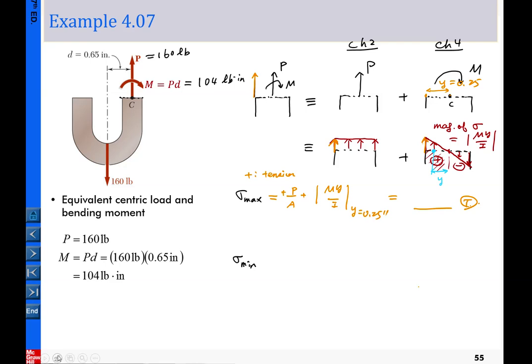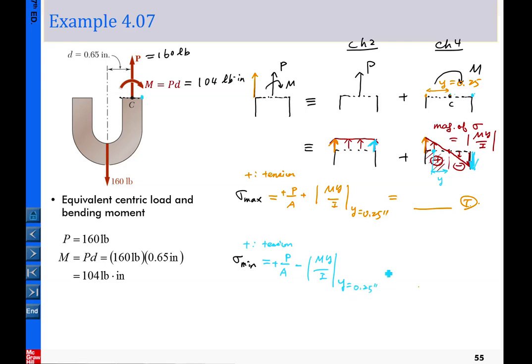And now we calculate the minimum. From here you can see this is positive and this is negative, so the minimum will happen at this point here, depending on the magnitude. This portion is tension, P over A, and again we take the sign convention positive for tension. For this amount, that is compression, so the magnitude is My over I, and we know this is in compression, so we get the negative sign here. Again, y is the distance measured from here to here, that is 0.25.